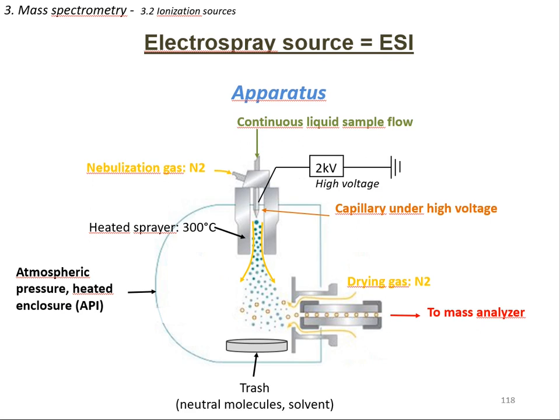And there is a drying gas, which is also nitrogen, to avoid that non-charged molecules would be attracted toward the mass analyzer because of a vacuum gradient there is between the source at atmospheric pressure and the mass analyzer, which is under vacuum. Everything that is not going to the mass analyzer is collected into a trash.